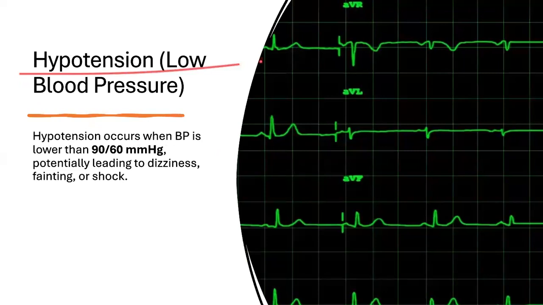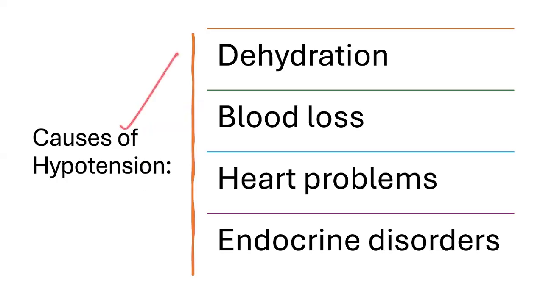Next, second is hypotension, low blood pressure. In that case, blood pressure is lower than 90/60, systolic over diastolic. Dizziness, fatigue, and shock can be seen. Next, what are the causes of hypotension? Dehydration, low levels of water in our body, blood loss due to some accident, and some other reasons also cause hypotension. Mostly it is seen when persons get hit by some accident.